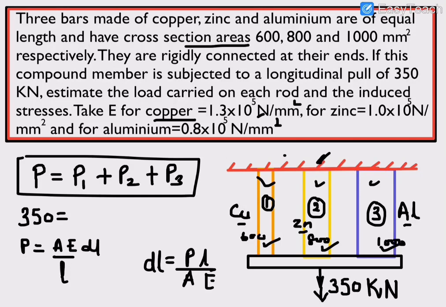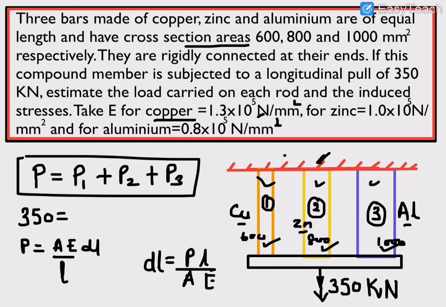For the sake of convenience, first we write one equation. As the change in length of all the rods is the same, that is dl1 is equal to dl2 is equal to dl3. How is the change in length the same? You are pulling downward in this direction. Each rod, copper, zinc and aluminium, goes down by the same amount, and the original length is also equal.